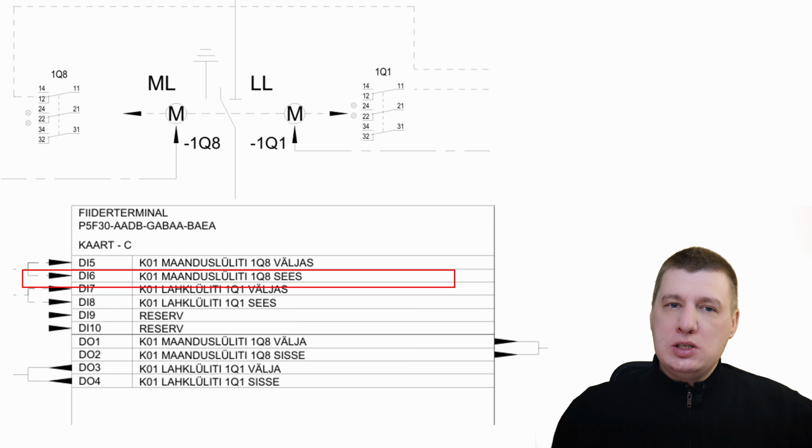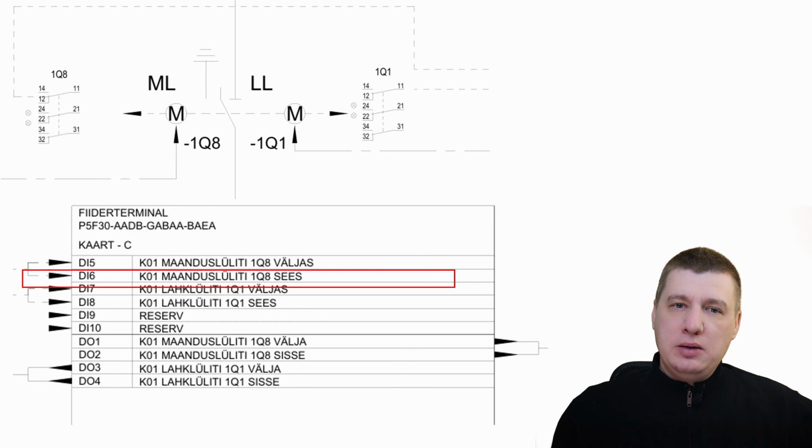K01, as we know, is the component of bay 1 of the RPU stand. 1Q8 is the specific identifier for the earthing switch on the bay. Sees means on or closed. In this state, the primary circuit is physically bonded to the earth bar for maintenance and safety.